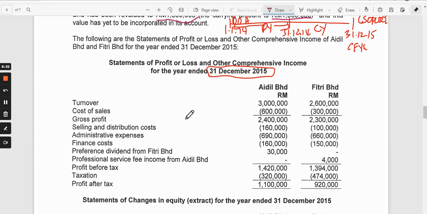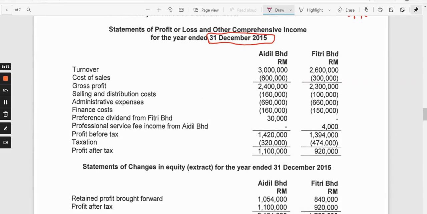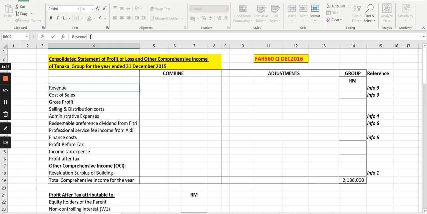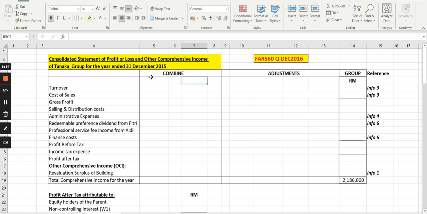So the first thing that you need to do is to understand that we need to combine. So we're going to do the combination, and that is going to be something like this, right? We're going to have some template being done. So our first part, for example, in this question, it talks about turnover. So you're going to have the turnover of the parent plus the turnover of the subsidiary.